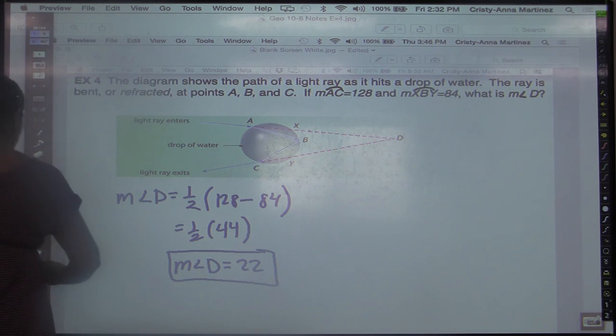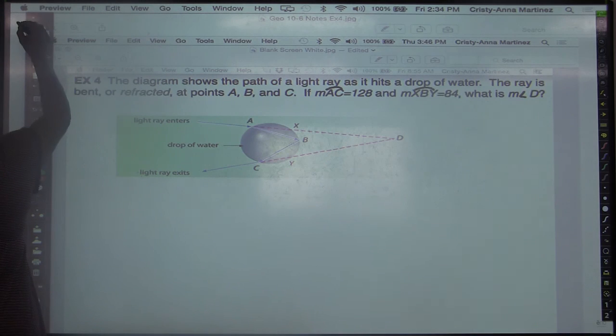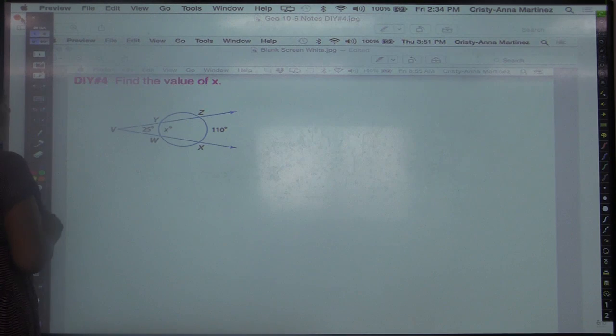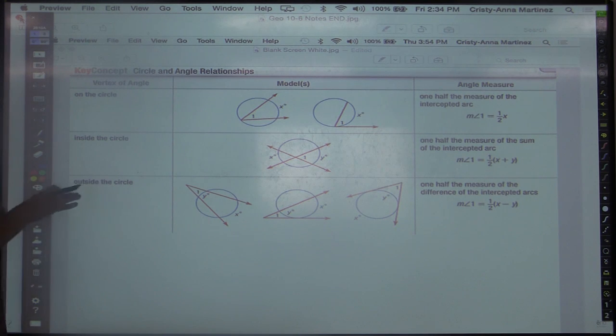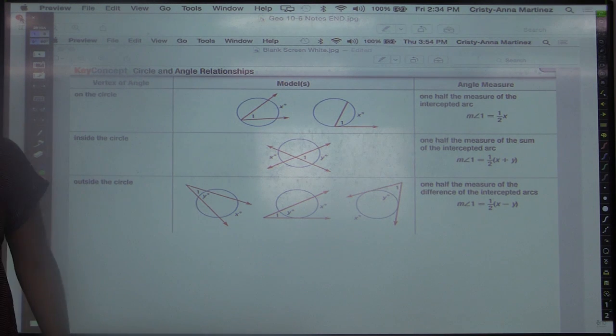So you will now do a similar thing here. Not a fancy word problem to apply to it, but you need to find the value of x here. And then here we have basically a summary of circle and angle relationships thus far. So you might want to copy this down into your notebook as well. And once you finish that, you will have completed your notes for this lesson.